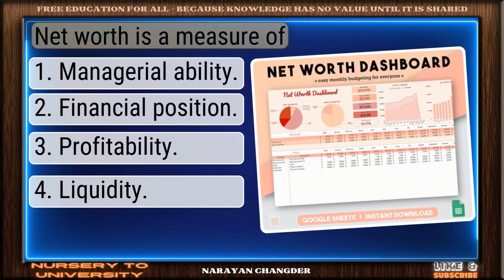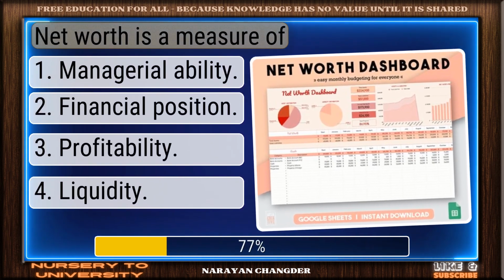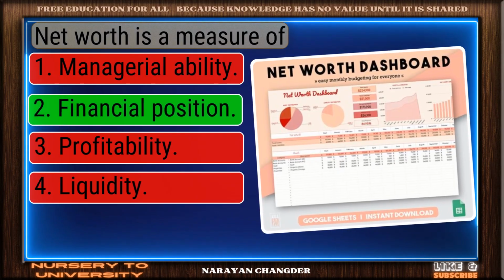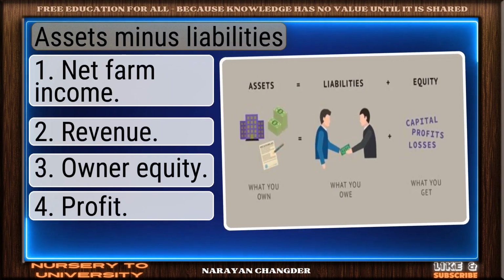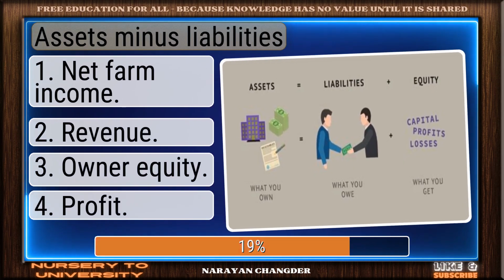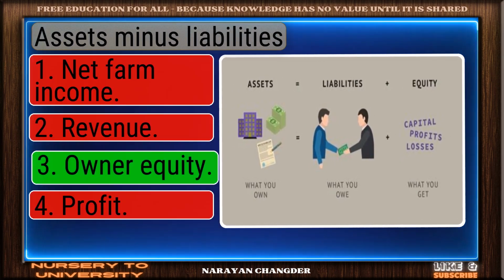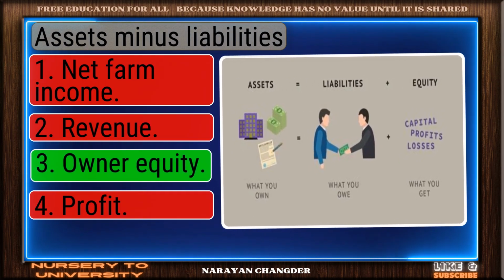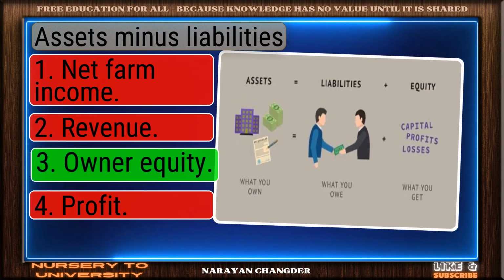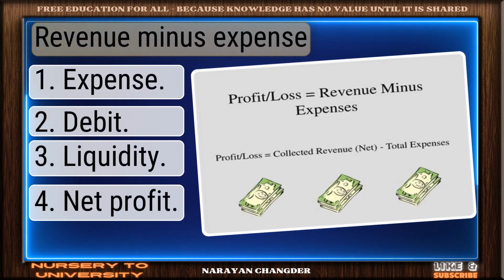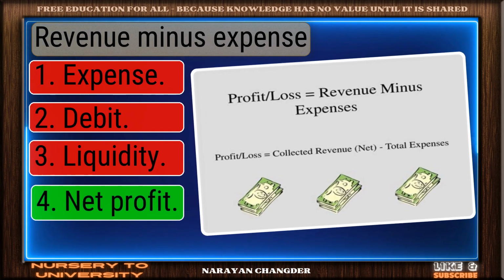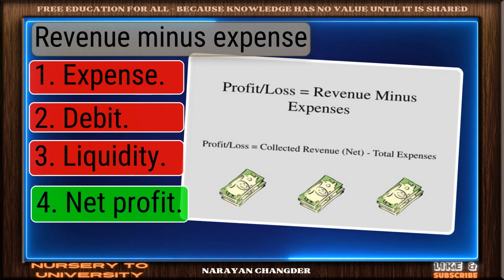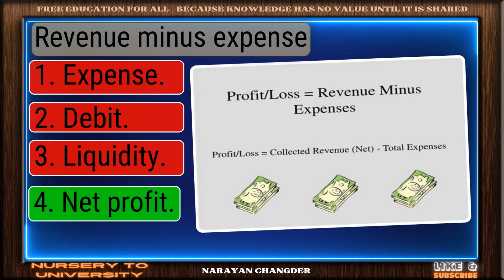Net worth is a measure of? Excellent choice. Financial position is the right answer. Assets minus liabilities. Solid response. Owner equity is a valid choice. Revenue minus expense. Exactly. Net profit makes sense, and it is the right choice.